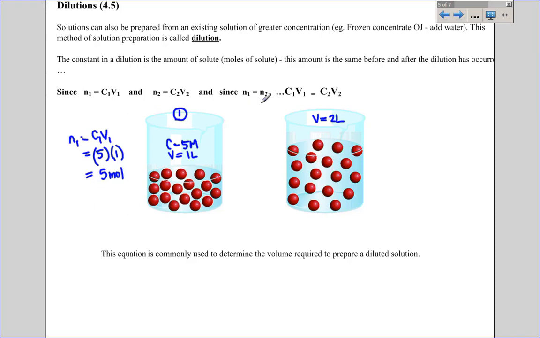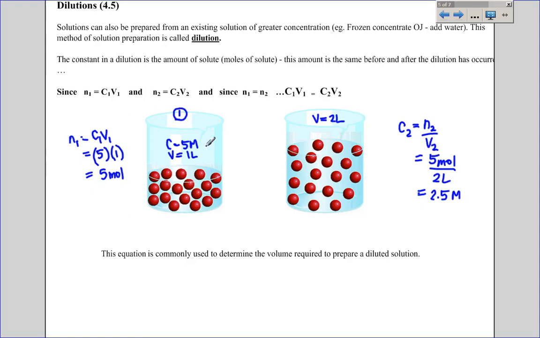And what I've done is I've transferred the moles into this solution. And so now the concentration in here is equal to the moles in here divided by the new volume. So my new concentration here, I've got the 5 moles, and I'm dividing by 2 liters. So I end up with a concentration of 2.5 molar.